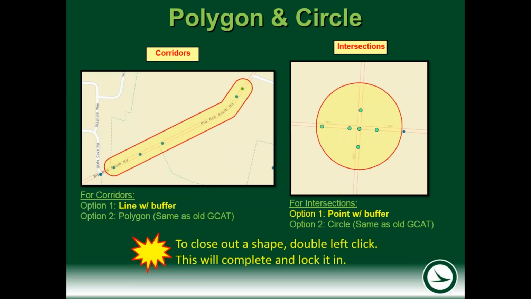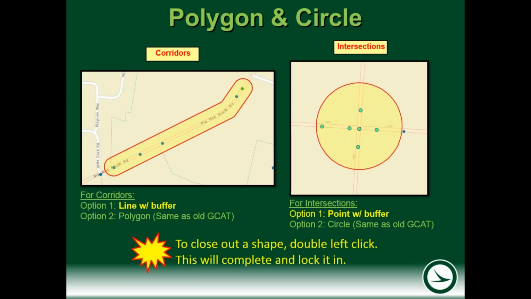Then over to the right-hand side is intersections. And so we have a point with a buffer now. We have the default set to a 250 feet radius for the intersection. And all this consists of is just dropping a point and it builds in that buffer for you.